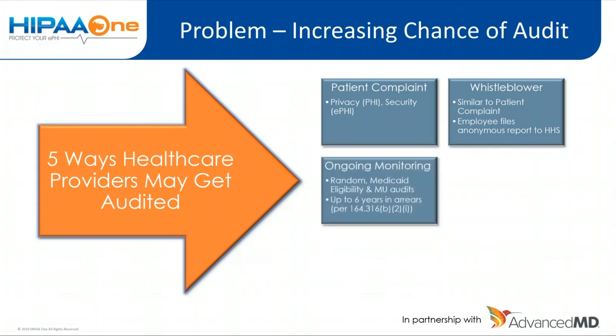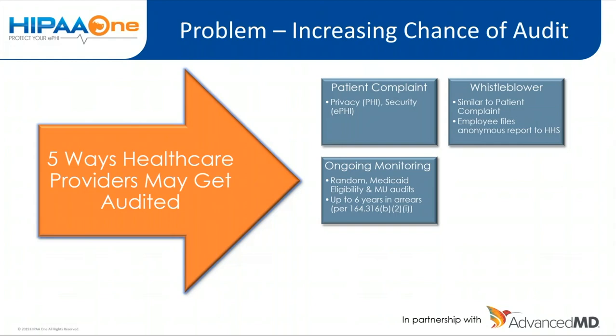Ongoing monitoring. We do have the random Medicaid eligibility and meaningful use audits. They can go up to several years back. We see these all the time. Hey, we're auditing you for 2014. And the bad thing is if you don't have documentation from yesteryear to today, $50,000 per fine and a lot of frustration. Each of these occurrences, these first three boxes that Bobby's talking about, are out of your control.